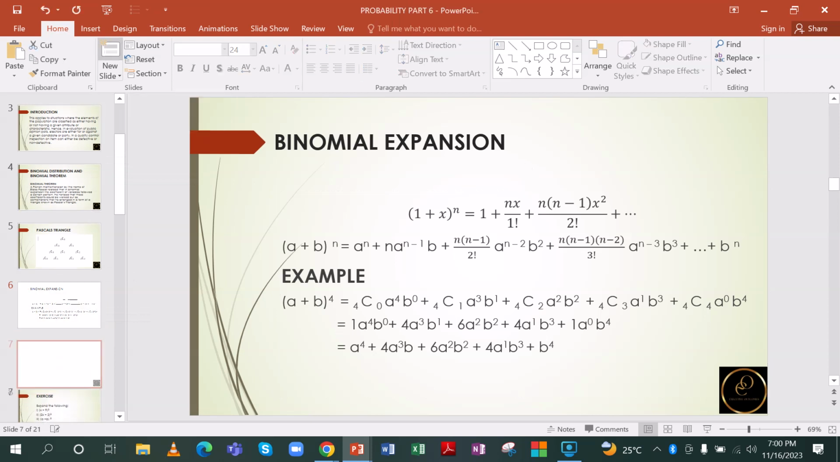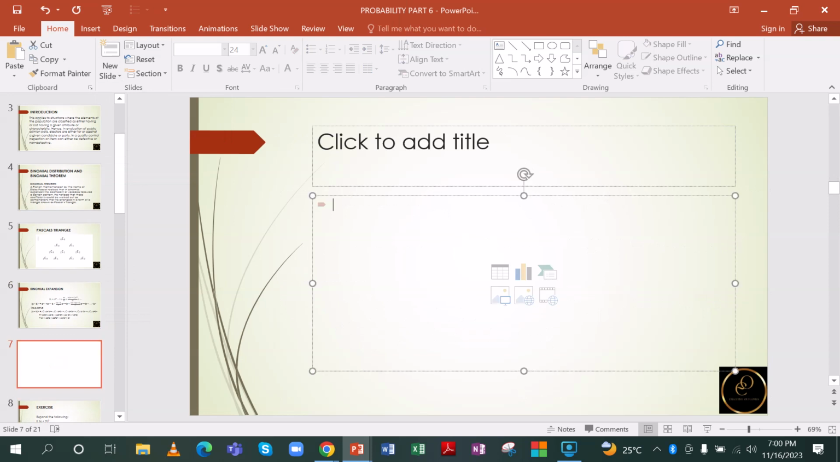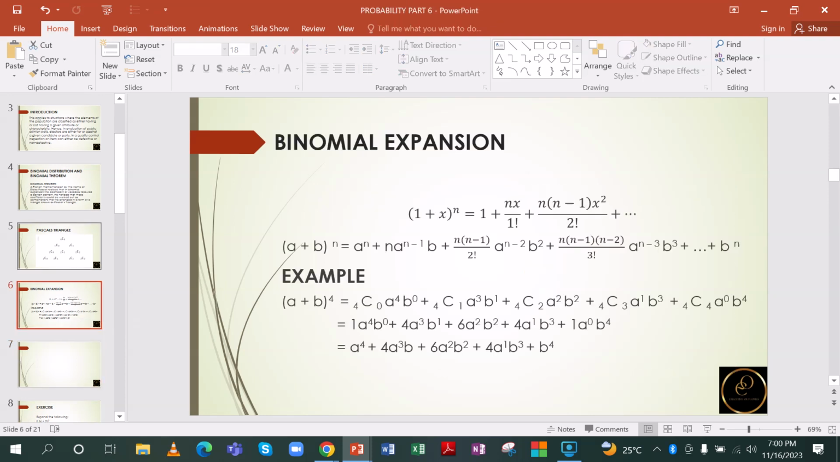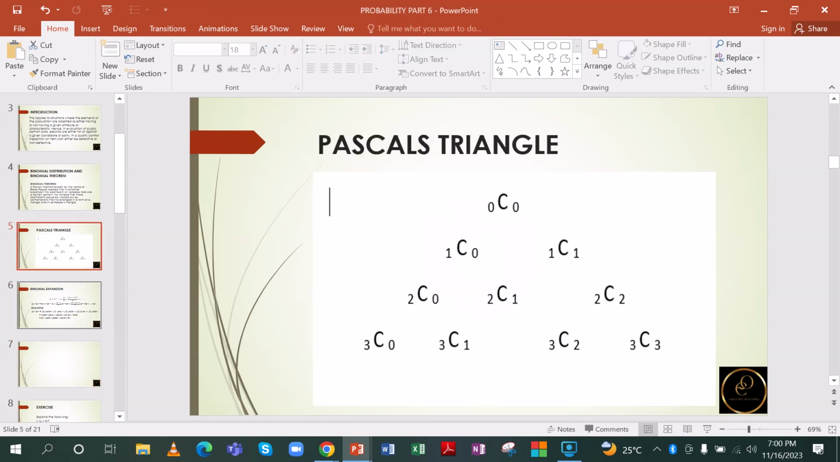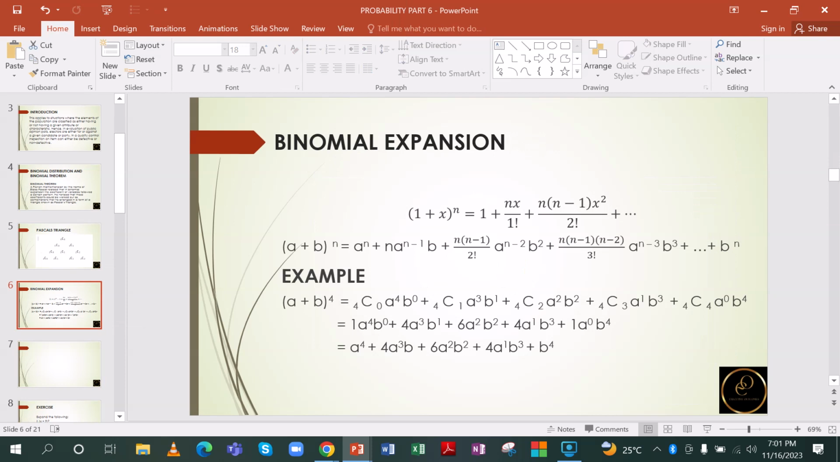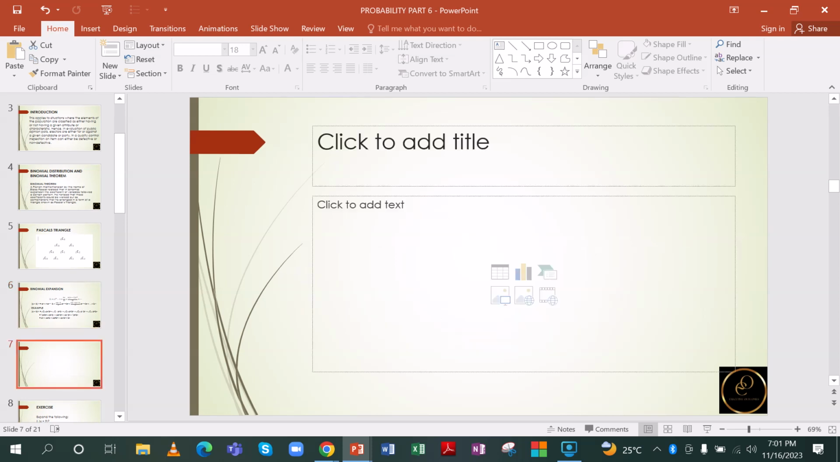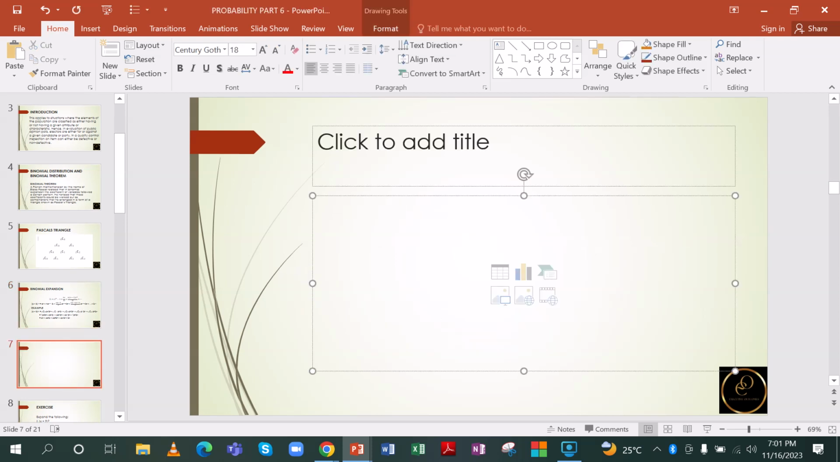Let's say what you do in this particular case, you look at the power of this expression. The exponent here is 4. So you do a number of pairings.